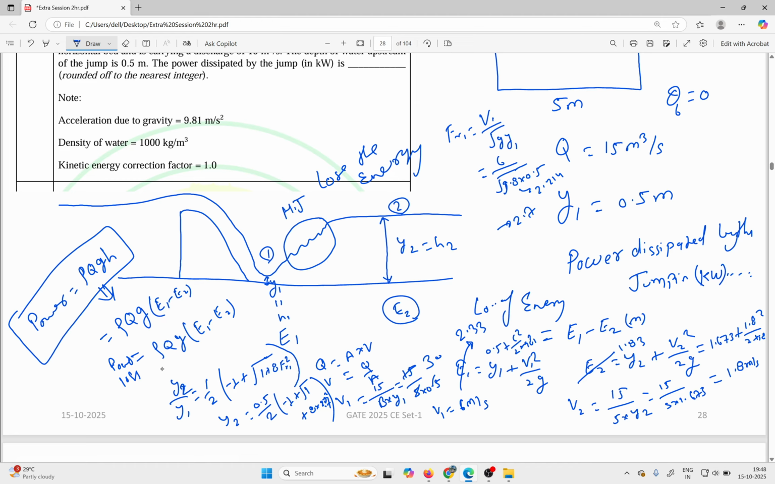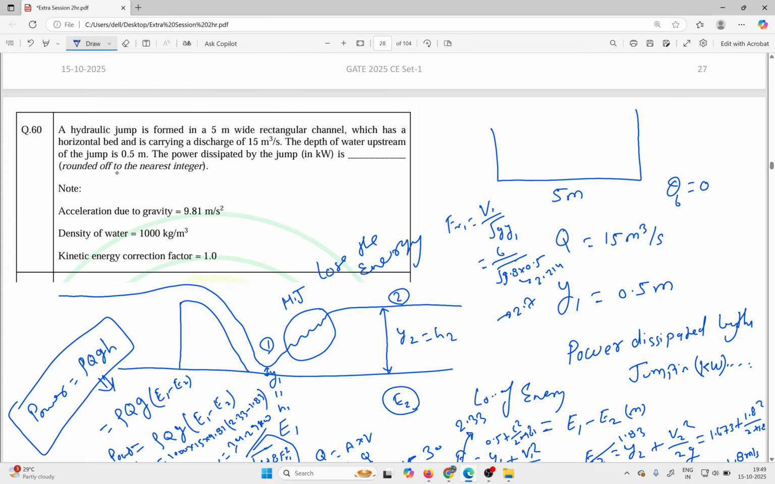So now you can put here 1000 into 15 into 9.81. And when we subtract, 2.33 minus 1.83 is 0.5. 0.5 into 9.81 into 15 into 1000 will come 74,290 watt. You have to divide by 1000. You will come up with 74.29 kilowatt. So this will be your final answer. Round off to integer, so 74 you can write very clearly.